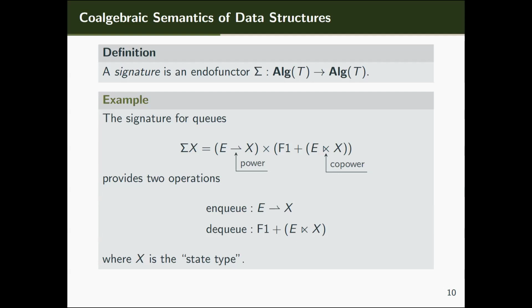For example, if we wanted to talk about queues, based on the example we looked at, we'd have sigma of X as this product where the first component is the enqueue operation. You give it an element e, and then it gives you an updated state. That's the power. And then we also have a dequeue operation where you say, well, I'd like to dequeue something. It'll either tell you using the left injection that the queue is empty and you're out of luck, or it'll tell you that it has an element e for you, and then it co-powers that together with an updated state that you can continue using.